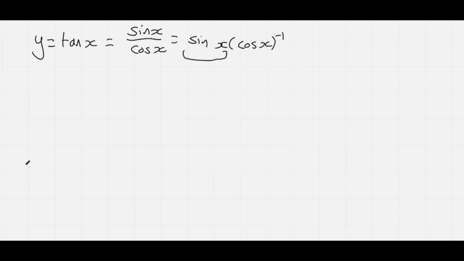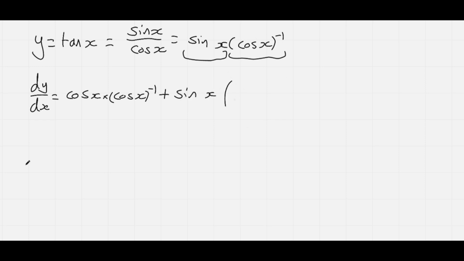Now, I'm going to label this as a function. So I've got two functions times together. One is a function inside of a function. So when I find a derivative, dy/dx, first of all I differentiate sin x. So I'm going to get cosine x multiplied by cosine x to the -1 plus, because remember it's two functions times by a function, sin x. We differentiate the inside, that also becomes sin x. Differentiating the outside, I get -1 times cosine x to -2.